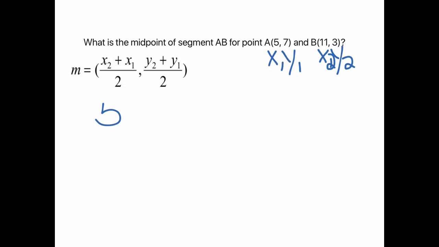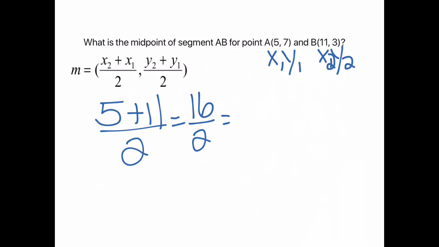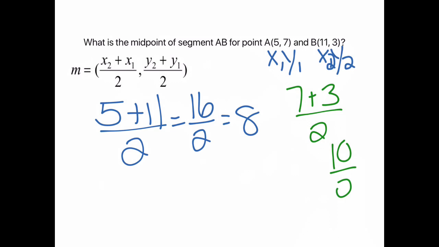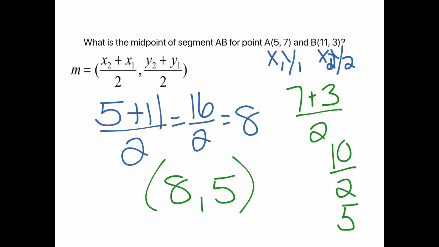So you add the two x values together, 5 plus 11, and divide that by 2, and you would get 16 divided by 2, which is 8. And then for the y values, 7 plus 3 divided by 2, so that would be 10 divided by 2, which is 5. So our midpoint is at 8, 5. And that's how you do that question.